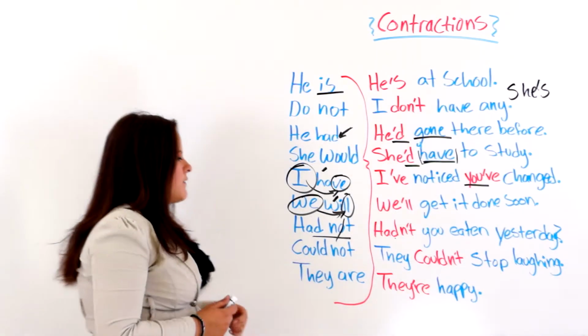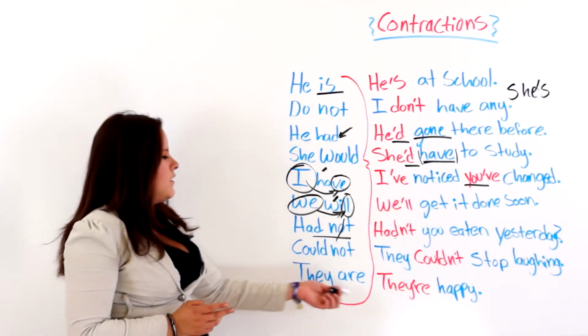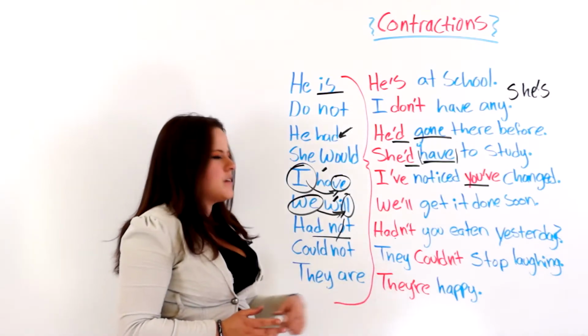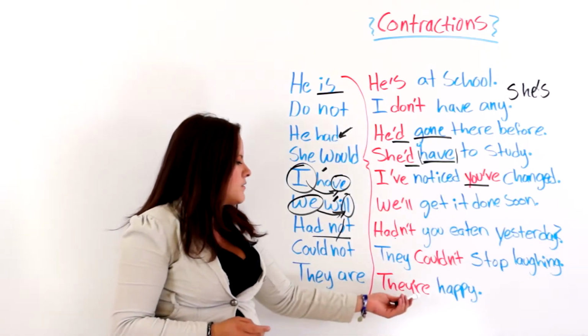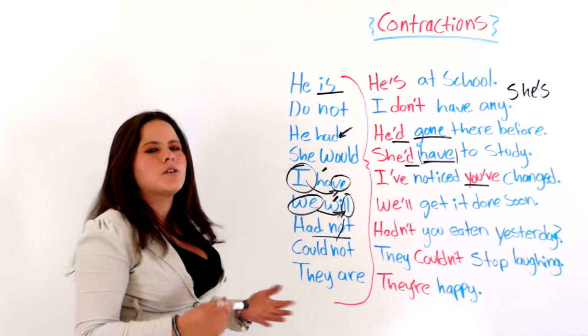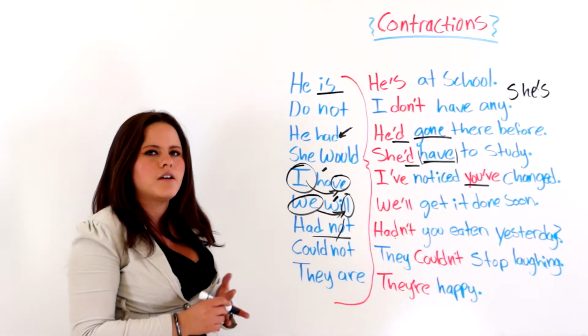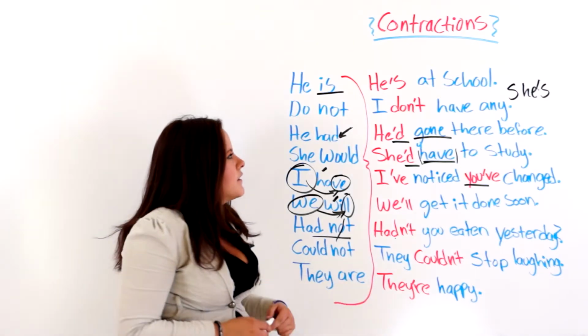They couldn't stop laughing. Okay, and they are. That's very common also. We use it all the time. They're happy. Okay, they, apostrophe R-E. Or you could use it with you also, right? You are, what else? We are, they are, okay? Next one.